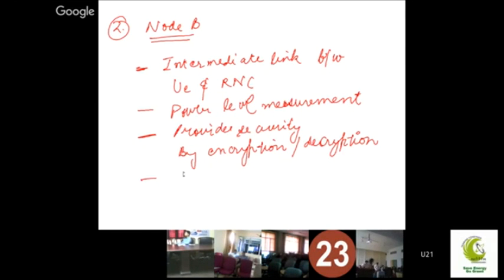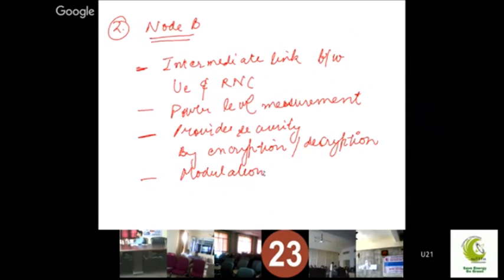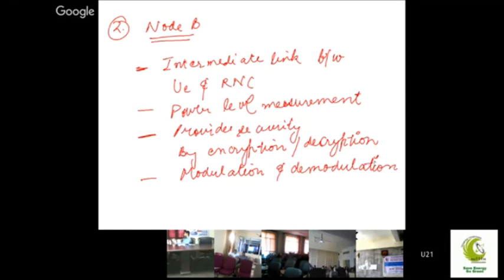Plus modulation and demodulation. Modulation, because if we have to send the signal, we have to amplify it or modulate the signal, so that it can be transmitted to a long distance, because initially our signal is very small.